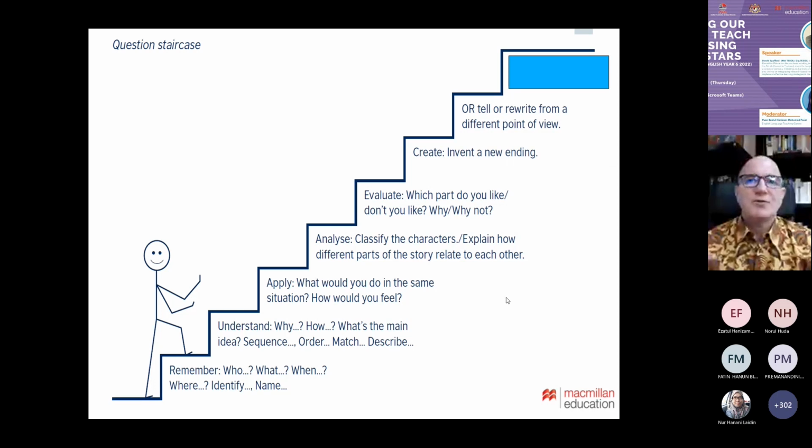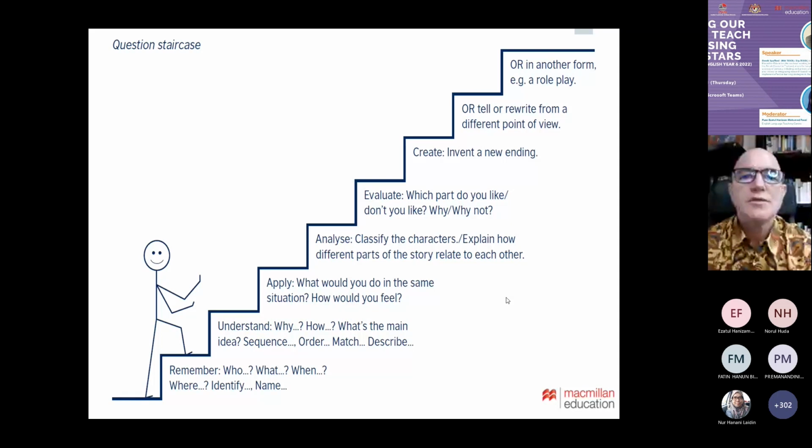Write it from a different point of view, or role play in another form. Now you might be thinking, why has create got 3 and everybody else has got only 1 or 2? Well, create is at the top of the pyramid, but I think teachers are super creative and can often come up with more creative ideas than they can if they're thinking about how to analyze a text. It's easier to create something with that text. So that's why we've got more with create.